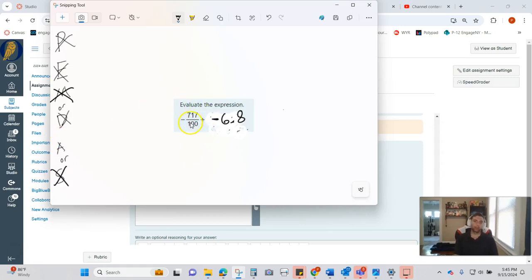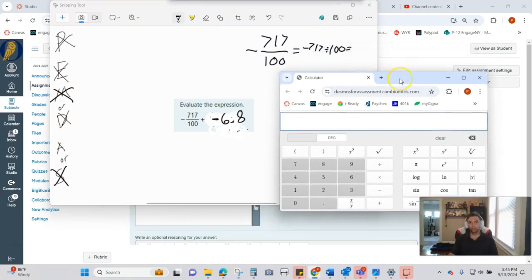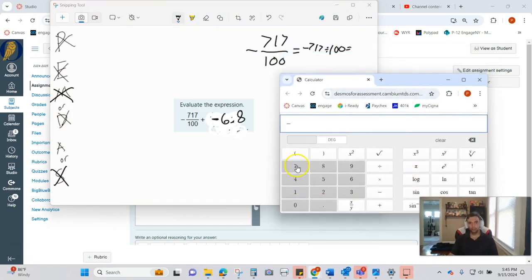But one of our numbers is a fraction. Blech. Lucky for us, we can turn any fraction into a decimal, into a normal looking number, by doing top number divided by bottom number. Let's use our calculator to see what top number divided by bottom number is. Negative 717 divided by 100 is negative 7.17.